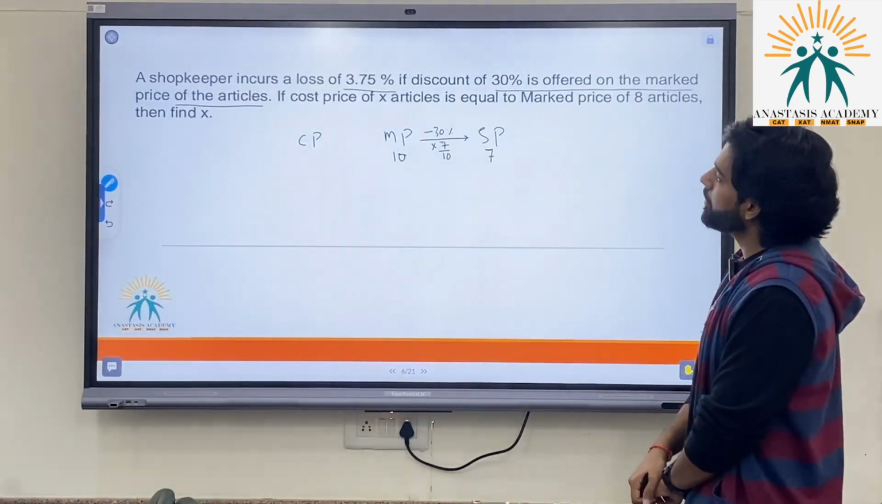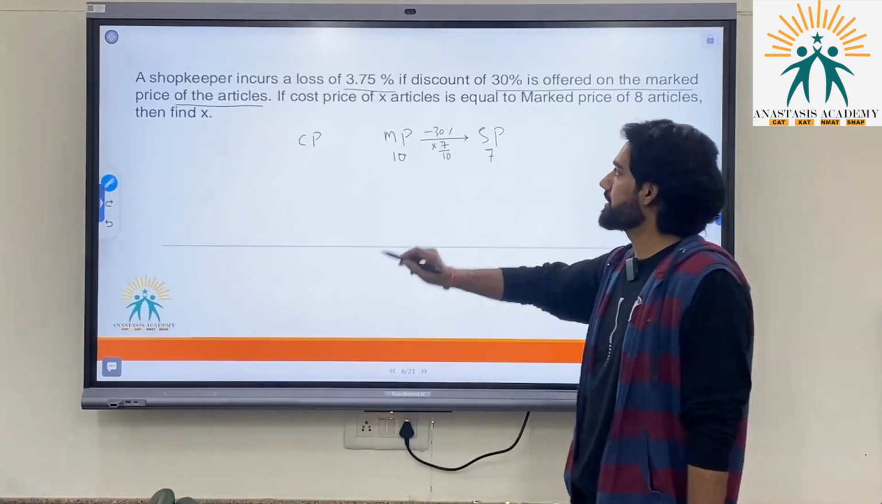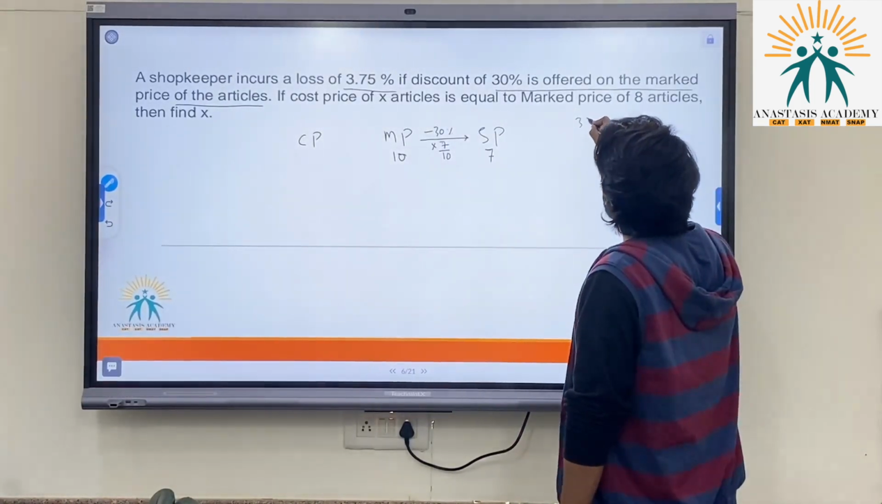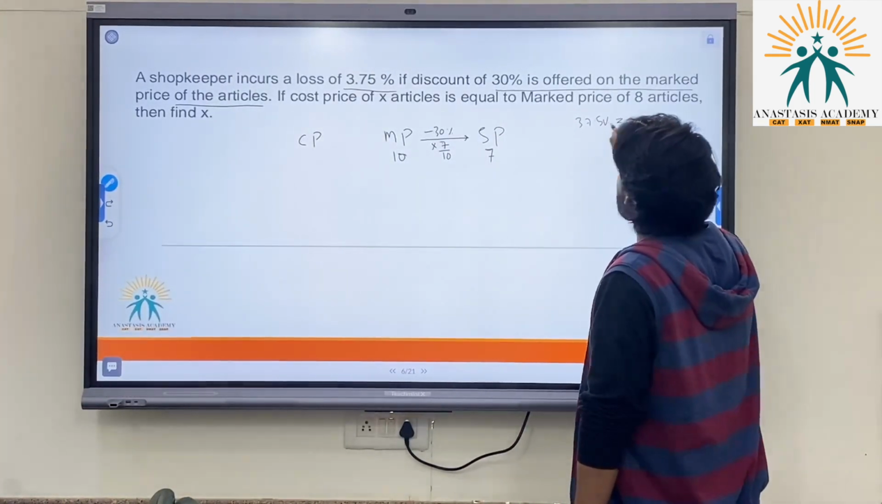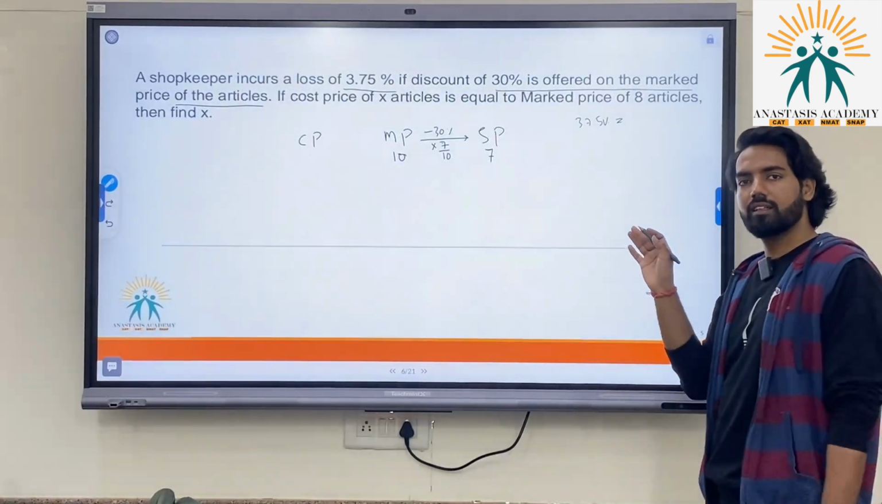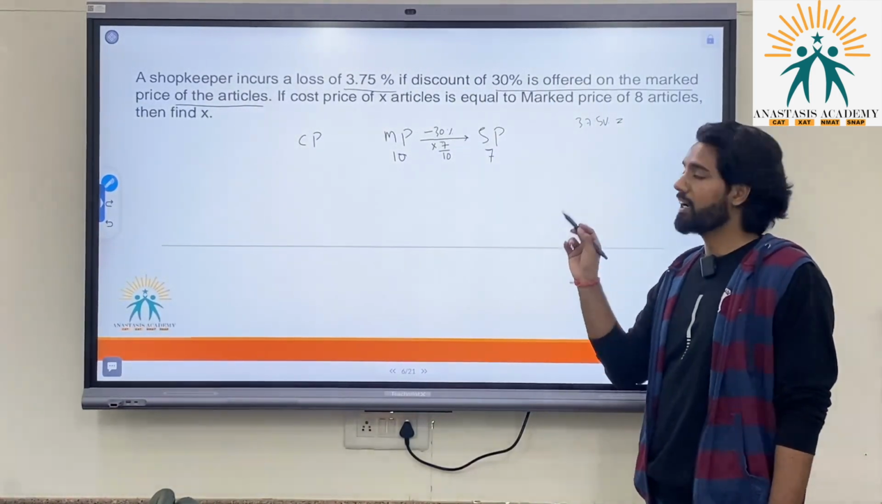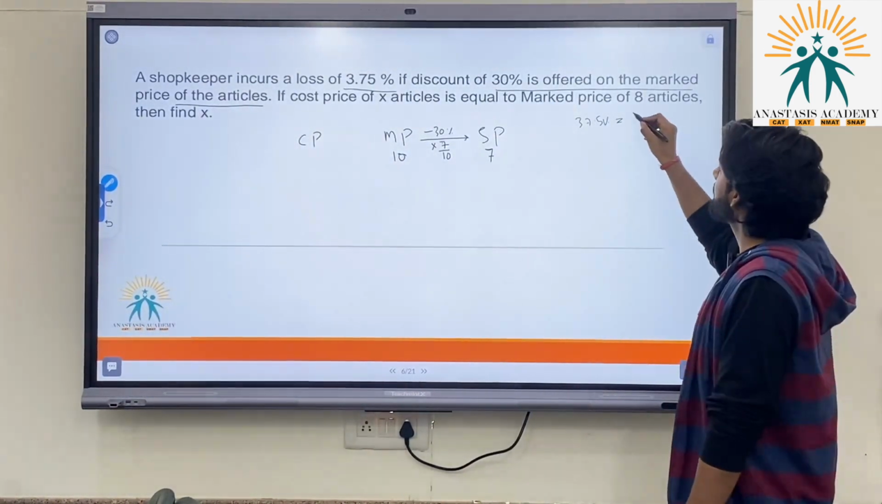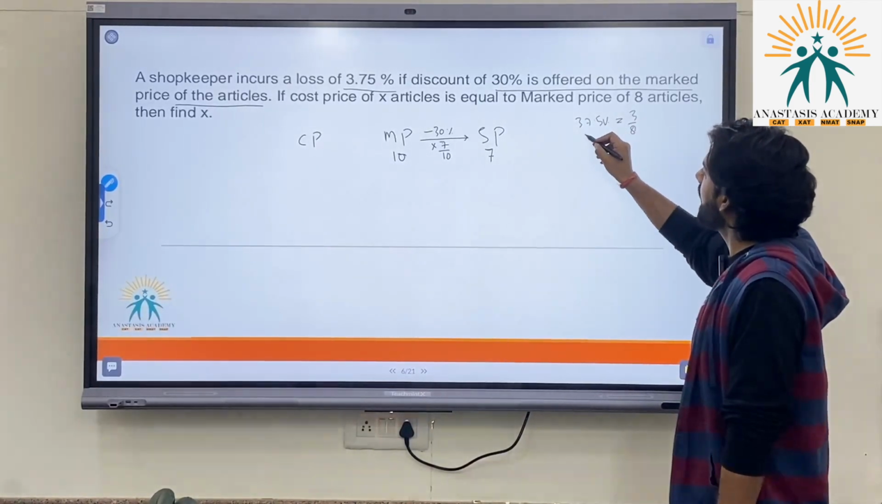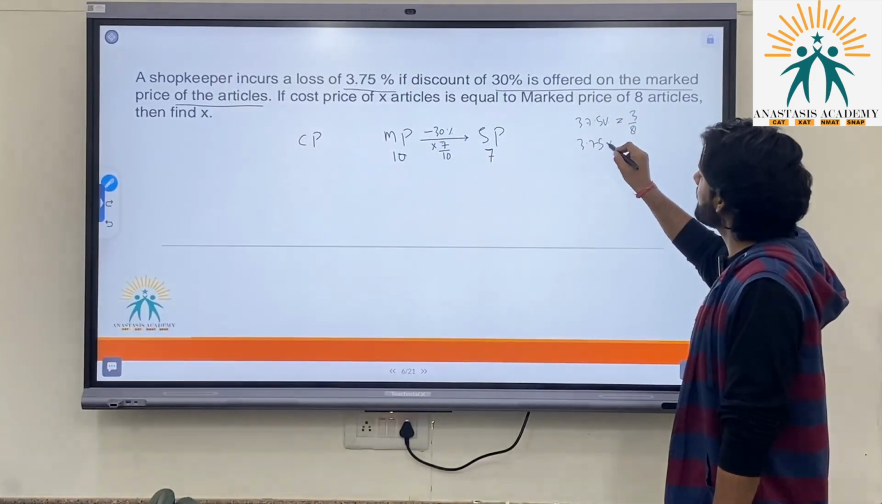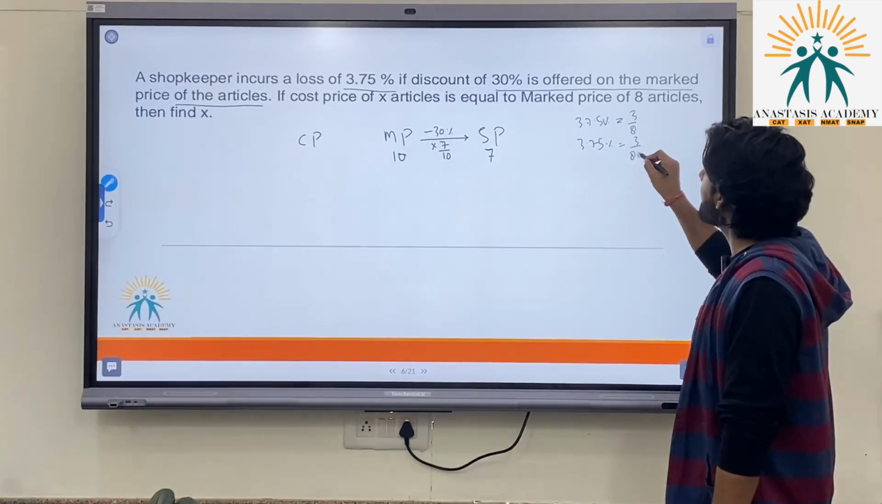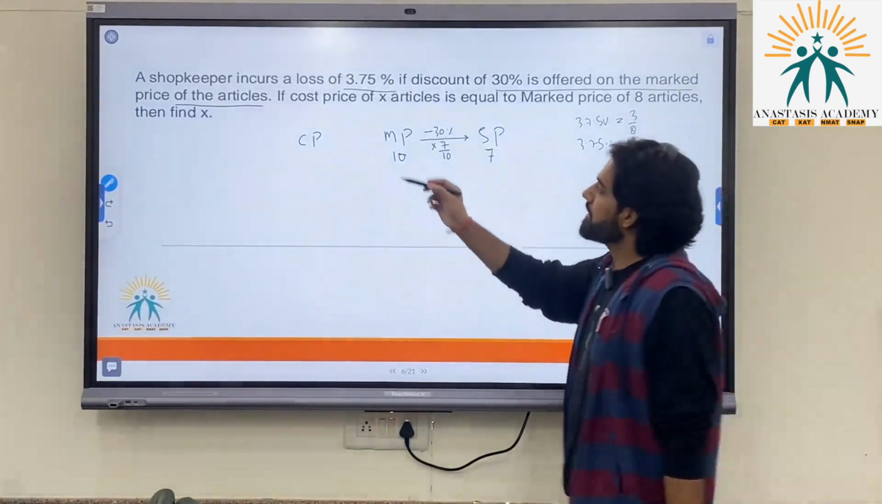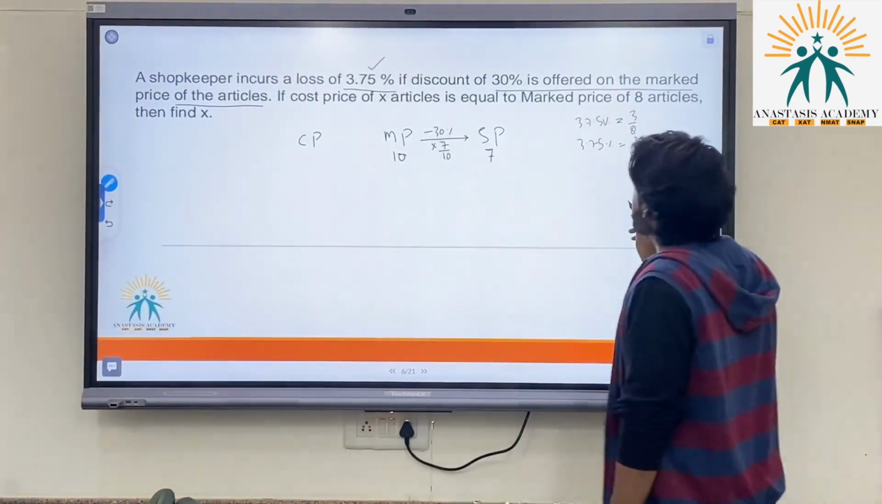and I incur a loss of 3.75%. Let's just see. I know 37.5% is 3 times 12.5%, and 12.5% is 1 by 8. So this is 3 by 8. Now 3.75%, which is 3 by 80. And I am incurring a loss of 3.75%.